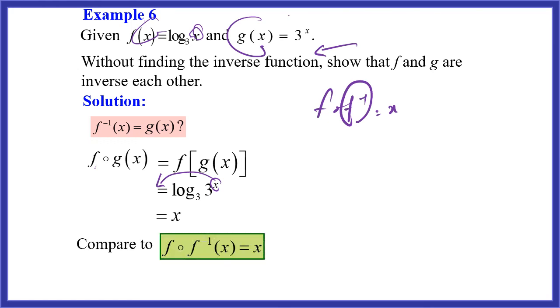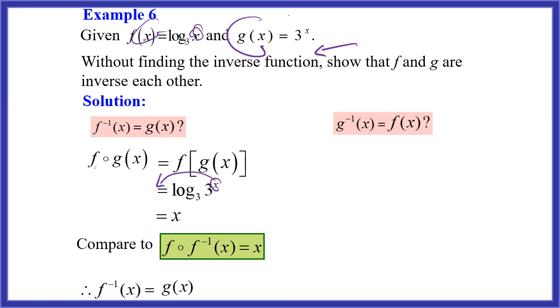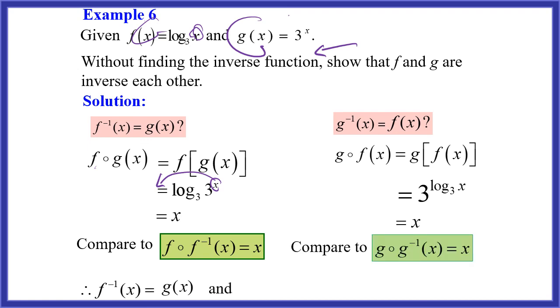When comparing to the properties of inverse, we can see that f inverse is equal to g(x), which means g(x) is the inverse of f. Also g inverse is equal to f(x). We can show this by using g of f(x), so 3 to the power of log base 3 of x is equal to x. So we can use either of these. So what is the relationship between exponential and logarithmic functions? They are inverses of each other, vice versa.